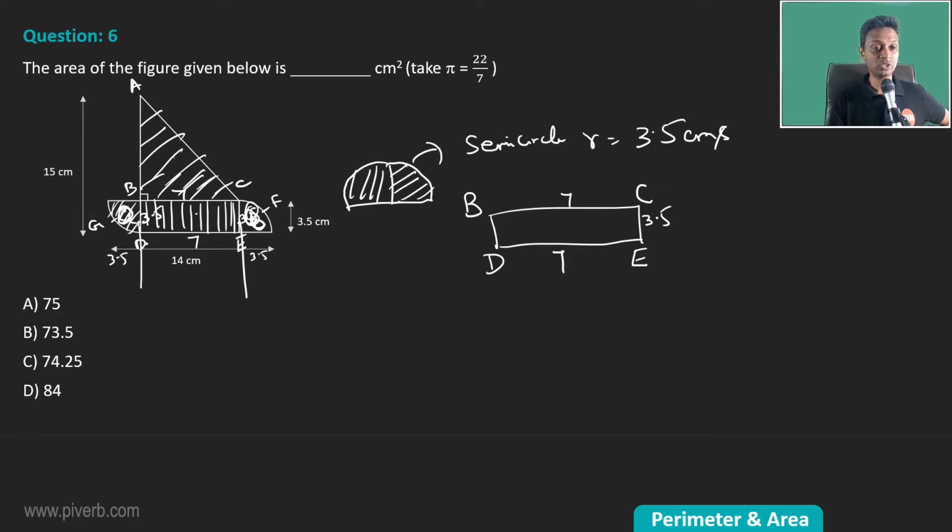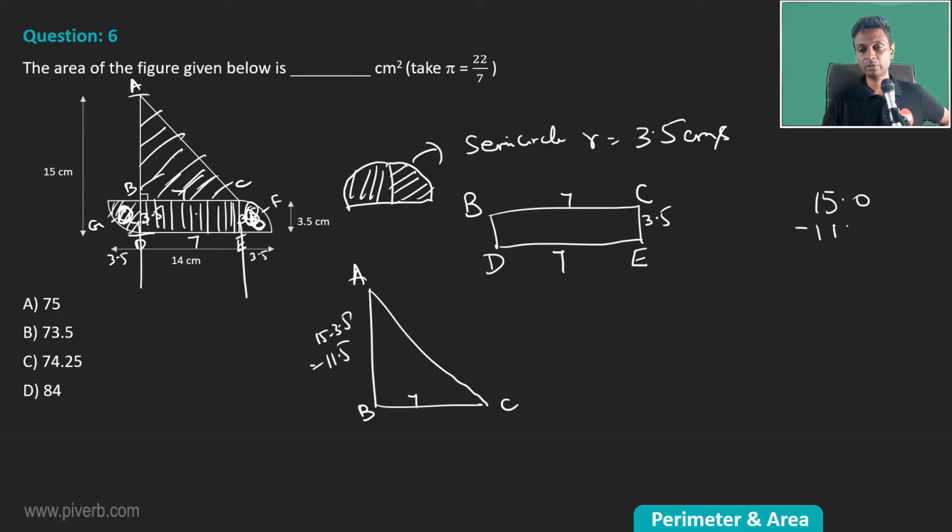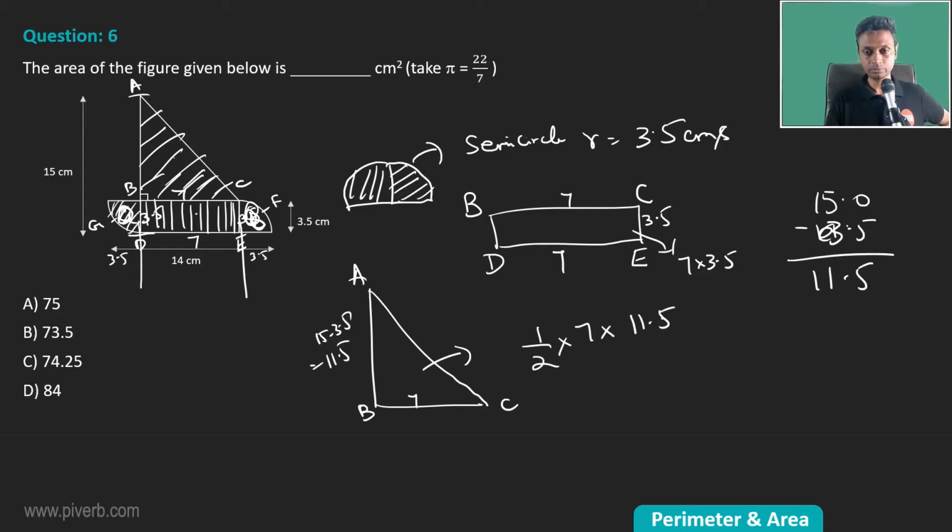Now let's go to this triangle. We know A all the way to D is 15. DB is 3.5. Or if you think about A, B, C, this is 7. This is 15 minus 3.5, which is 11.5. So this area is 7 into 3.5. This area is half into 7 into 11.5. This area is a semicircle with radius 3.5 centimeters square.